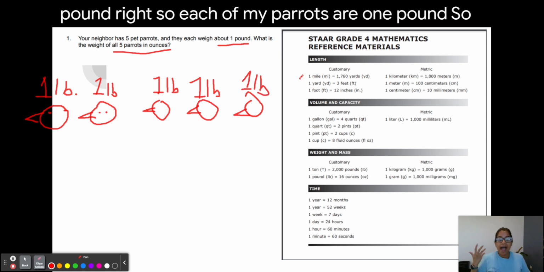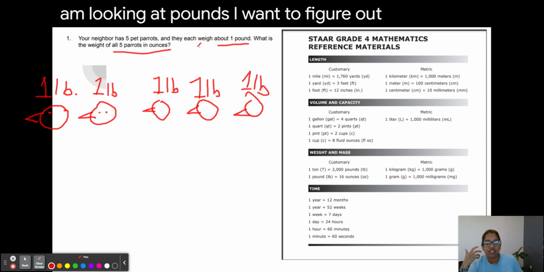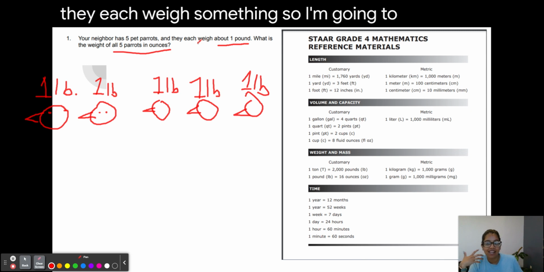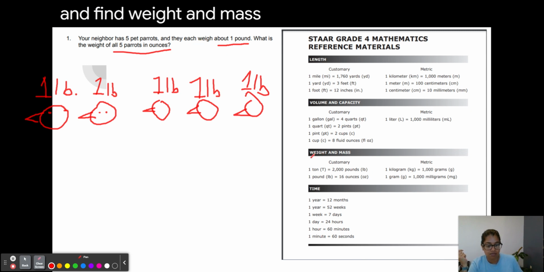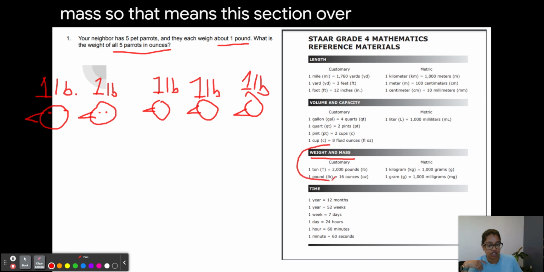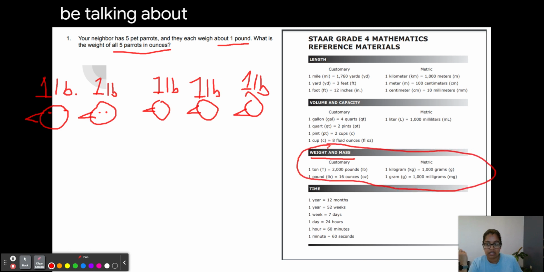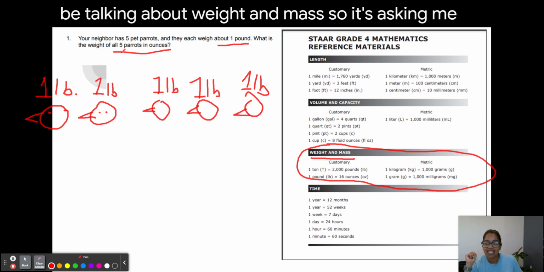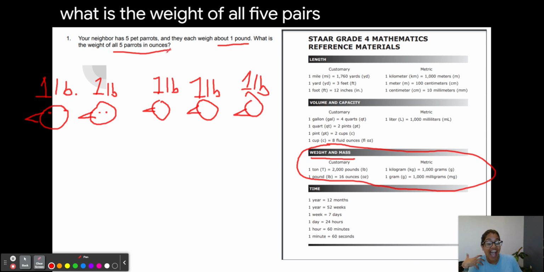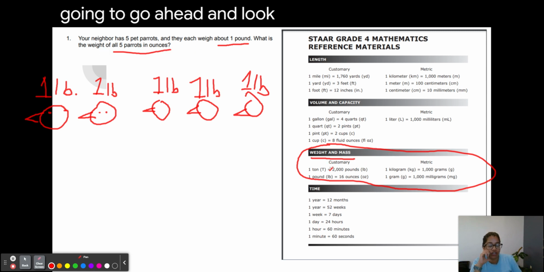Okay, so I am looking at pounds. I know that they each weigh something, so I'm going to go ahead and find weight and mass. So there's weight and mass, so that means this section over here is going to be talking about weight and mass. It's asking me what is the weight of all 5 parrots in ounces. So I'm going to look over here and see if I can find pounds and ounces.